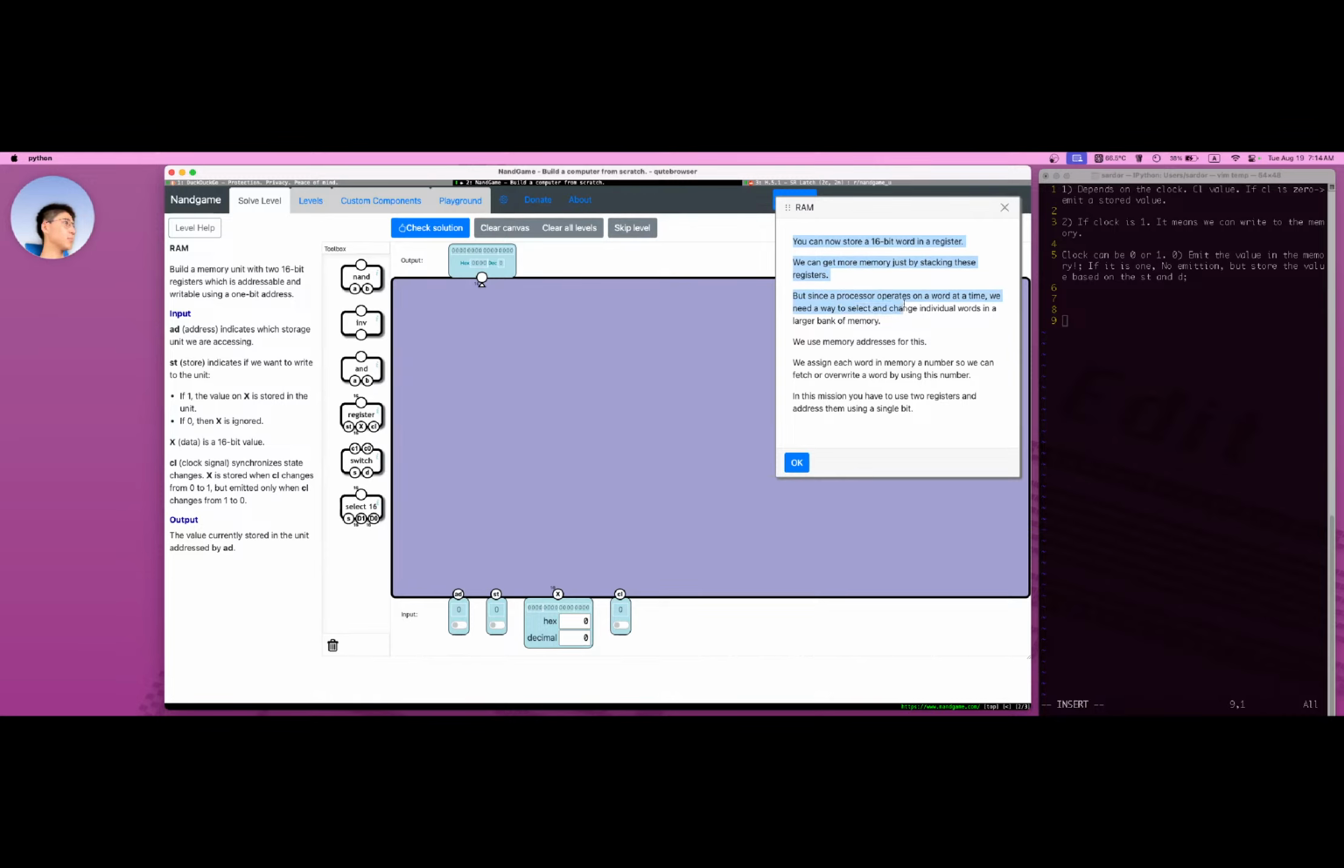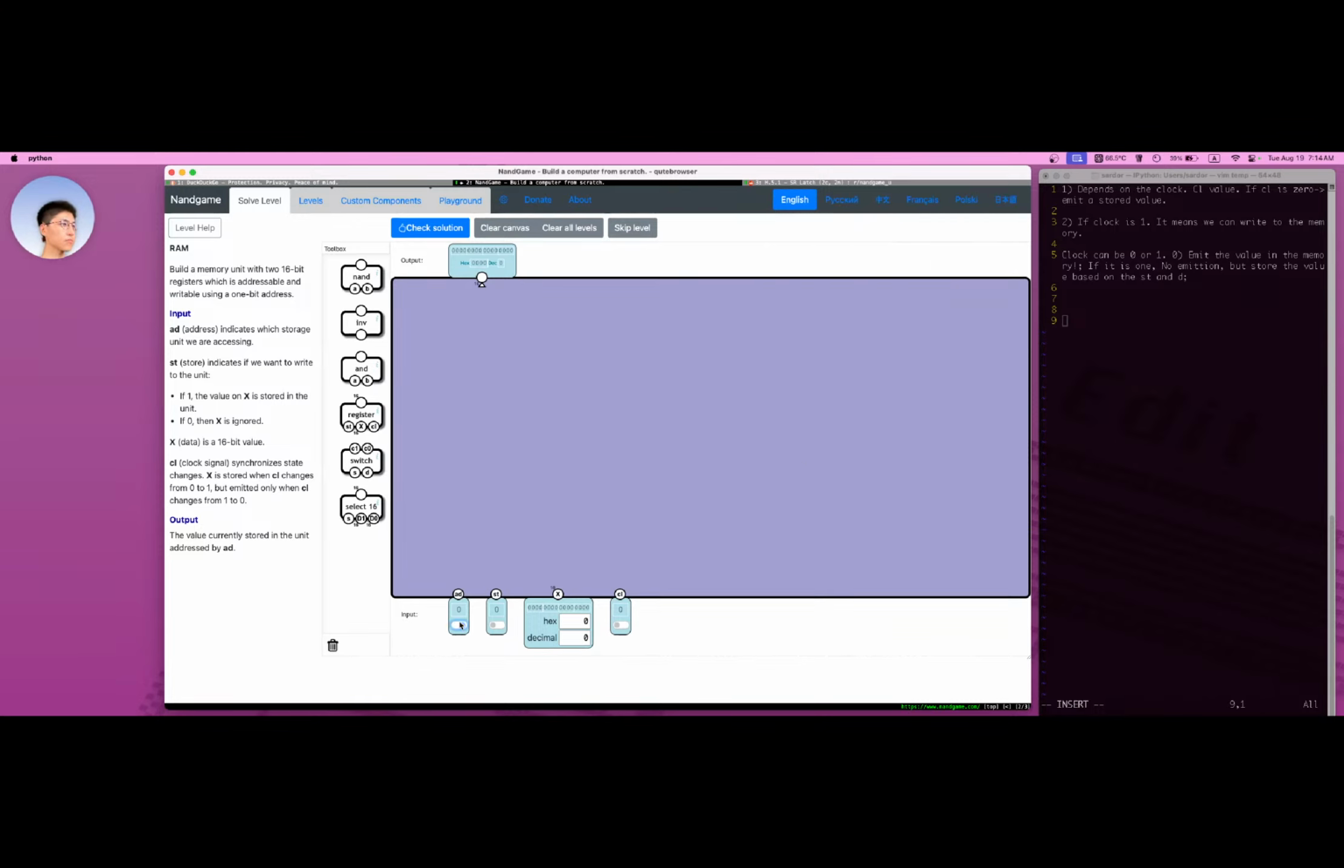But since the processor operates in a word at a time, we need a way to select and change individual words in the larger bank of memory. We use memory addresses for this. We assign each word in memory a number, so we can fetch or override a word by using this number. In this mission, you have to use two registers and address them using a single bit. Okay, we have just 0 and 1, and we need to use two registers.